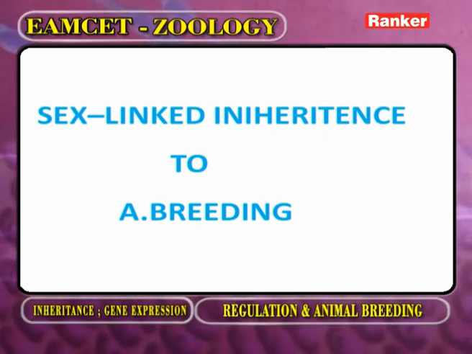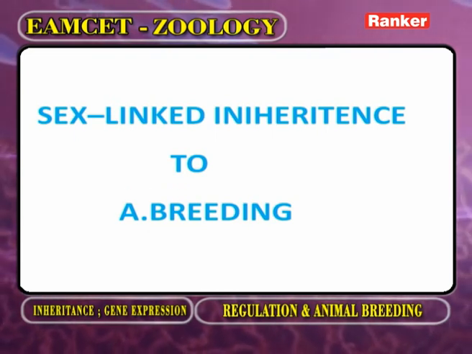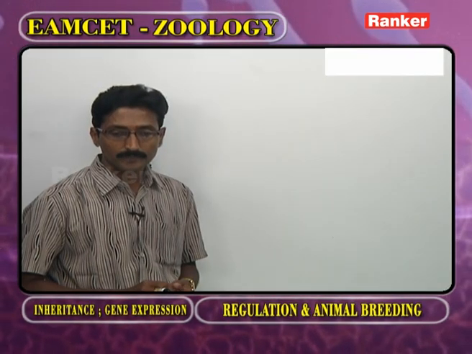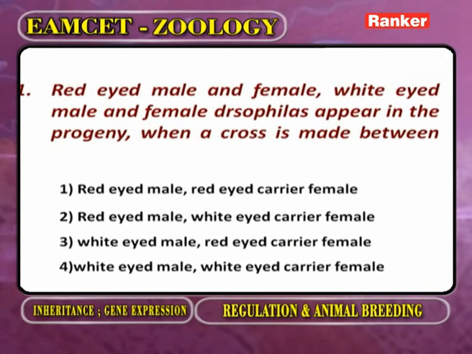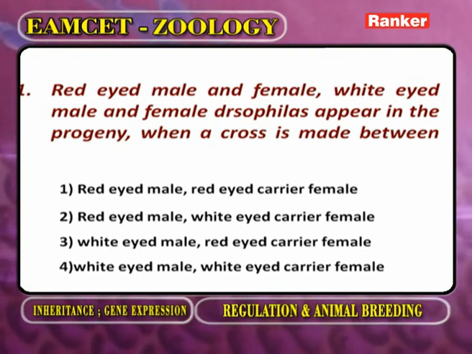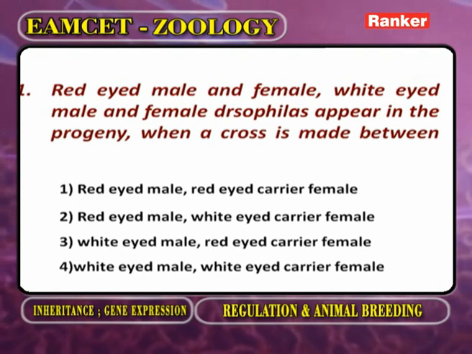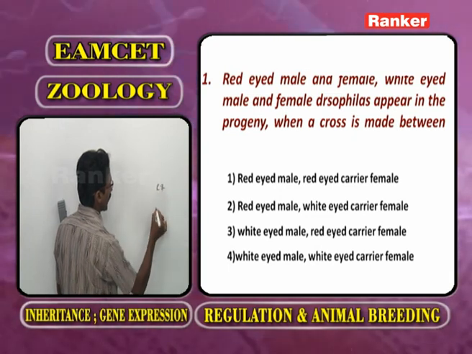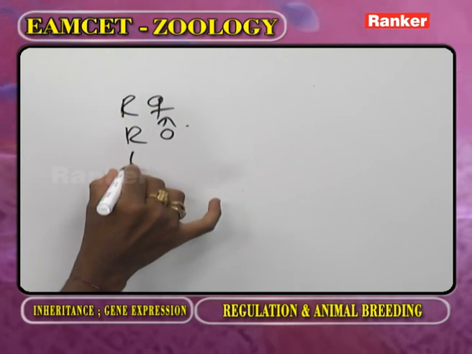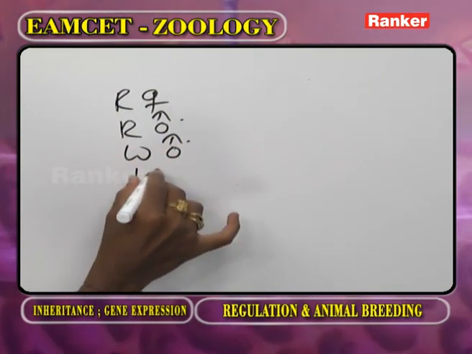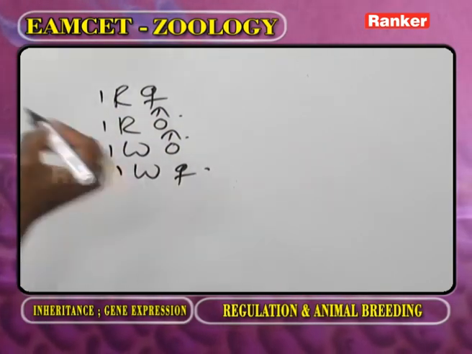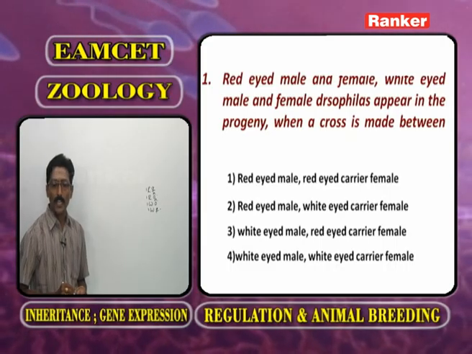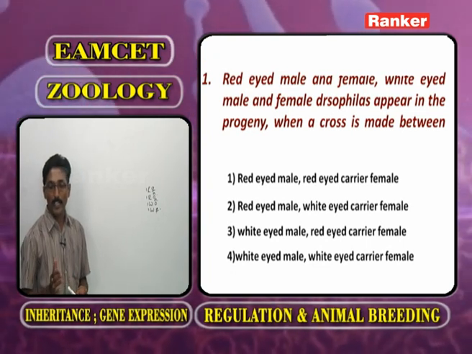Now we have to discuss sex-linked inheritance up to animal breeding. What is the first question? A red-eyed male, you observe the question. Red-eyed male and red-eyed female, white-eyed male, white-eyed female. Here I am displaying the red-eyed female, red-eyed male, white-eyed male, white-eyed female in the ratio 1:1:1:1.